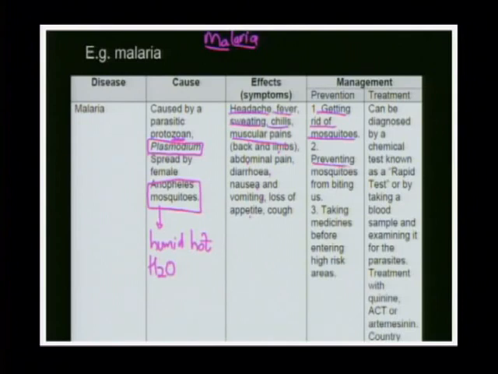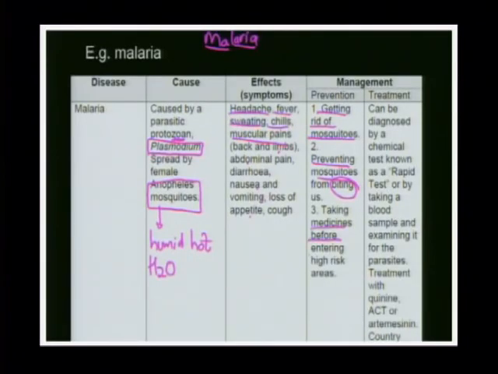Other preventative measures. Try and prevent the mosquito from biting us. There is a whole range of sprays that are available that you just spray on your skin, and they smell really bad to mosquitoes, so they won't come near. You can even nowadays get them as an armband that you just wear around your arm, and that also has exactly the same effect. Or spray insecticide around you.